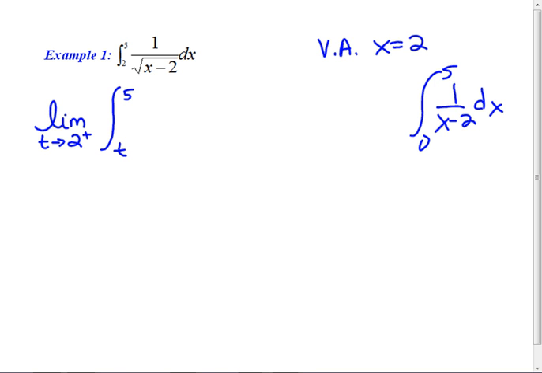We're going to take the limit, and we're going to call this t to 5, and we'll let t get really close to 2. It is from the right. And, well, I don't know if I have to say, but it's x minus 2 to the what power? This is a power rule, so it's what? Right? Yes, I do have to put in the, that's correct.